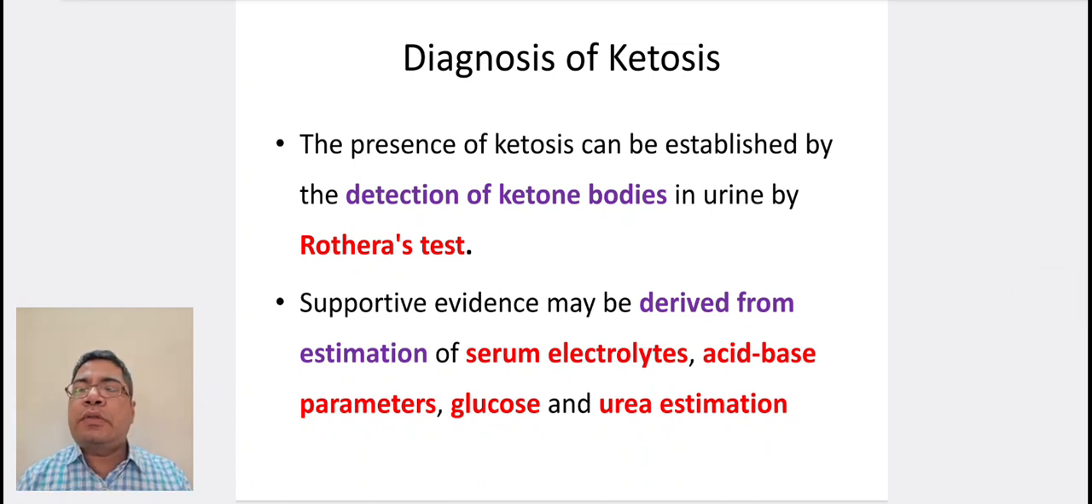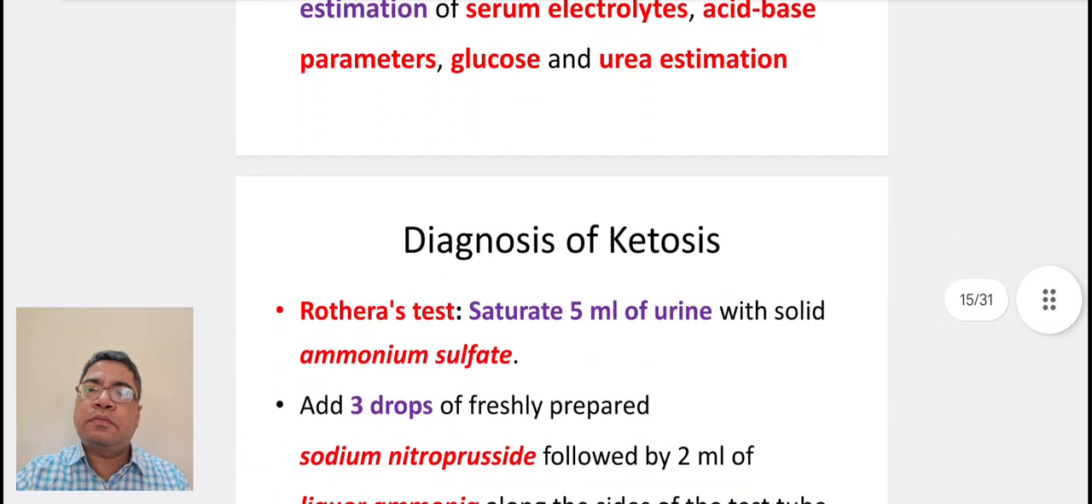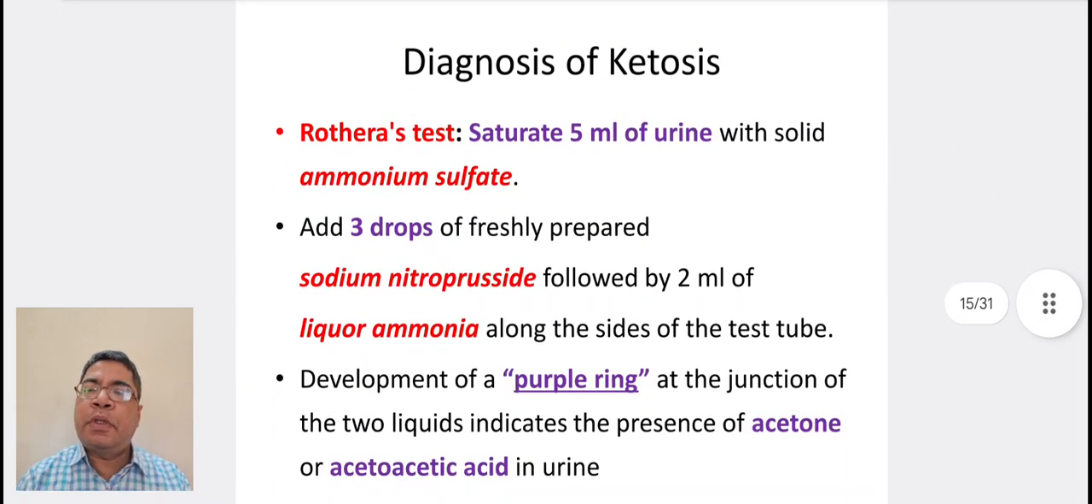Coming to the diagnosis of ketosis. The presence of ketosis can be established by the detection of ketone bodies in the urine by Rothera's test. Supportive evidence may be derived from estimation of serum electrolytes, acid-base parameters, glucose and urea estimation. Rothera's test.